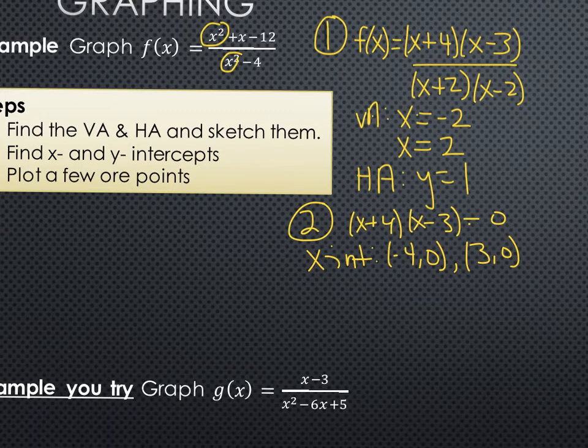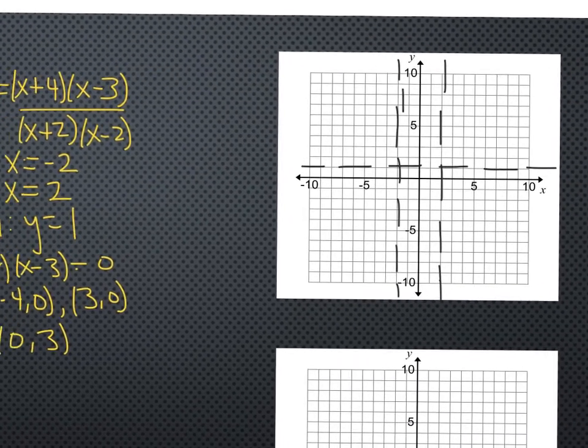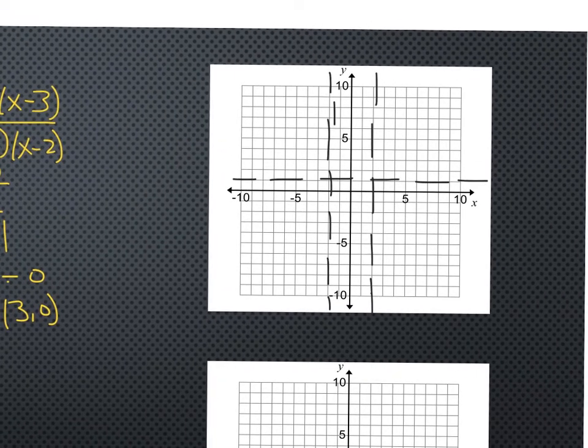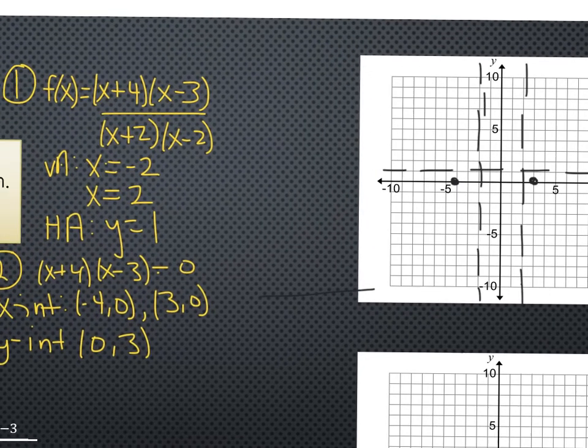For y-intercept, remember we're really only going to divide these constants because all of my x values are going to be 0. So my y-intercept is 0, 3. Now we're going to sketch those points on our graph. So we have negative 4, 0 and 3, 0. And remember, our y-intercept was 0, 3.